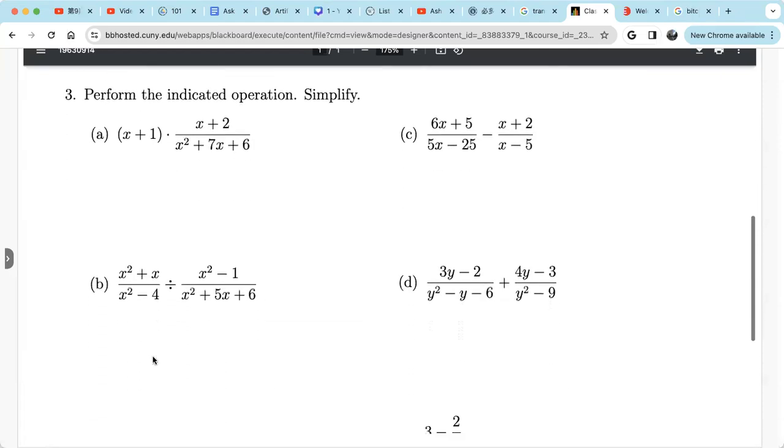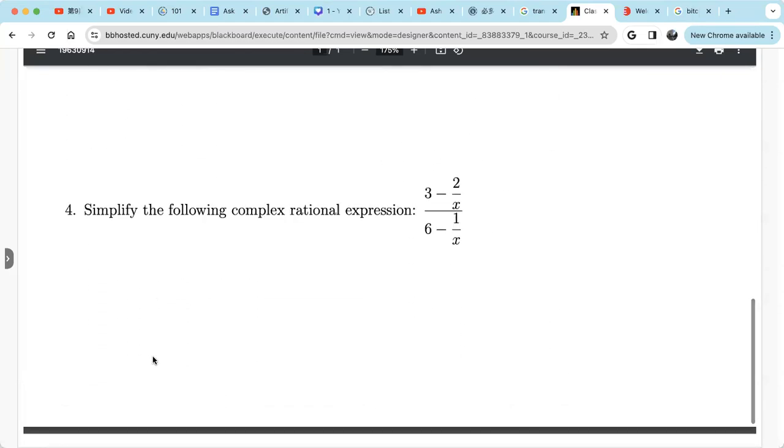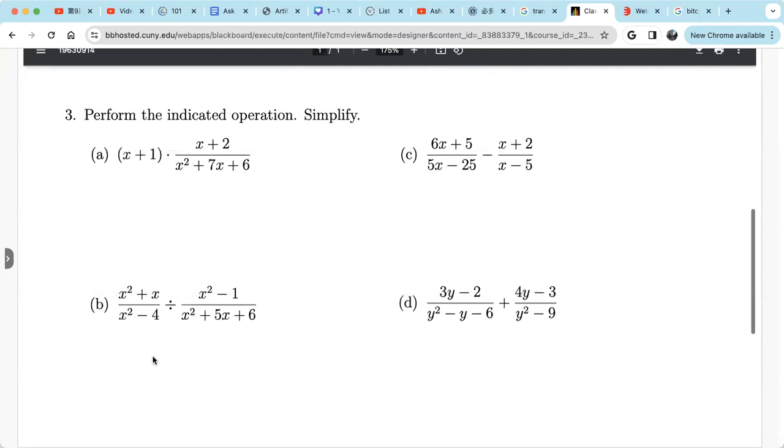Let's see 3. Total 4 questions. For 3, we want to perform the operations. In this case, the operation is multiplication. This is subtraction. This is division. This is addition. So with multiplication, also we want to put in a factored form.